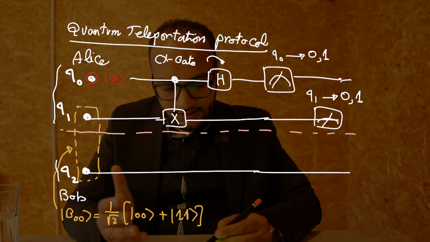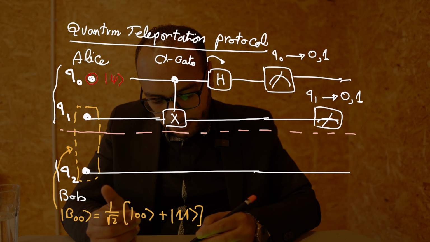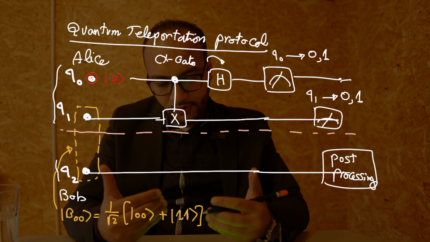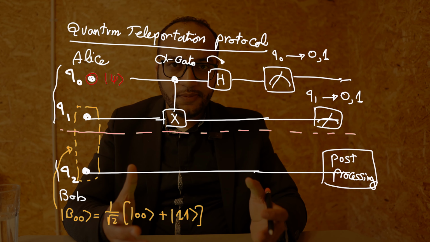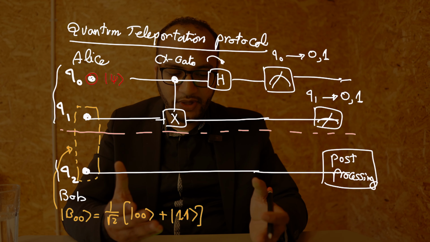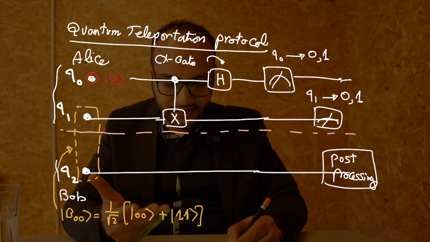So she will only need to send 2 digits to Bob, informing him about her findings, maybe the state 00, 01, 10, or 11. Based on those measurements, Bob has to do certain post-processing. And this post-processing would allow Bob to retrieve the state that has been sent to him from Alice, to retrieve the state psi.